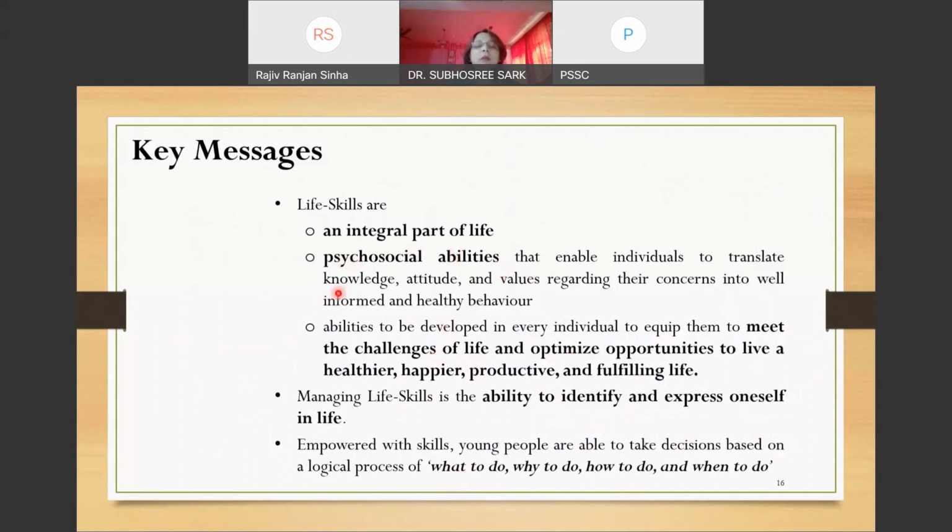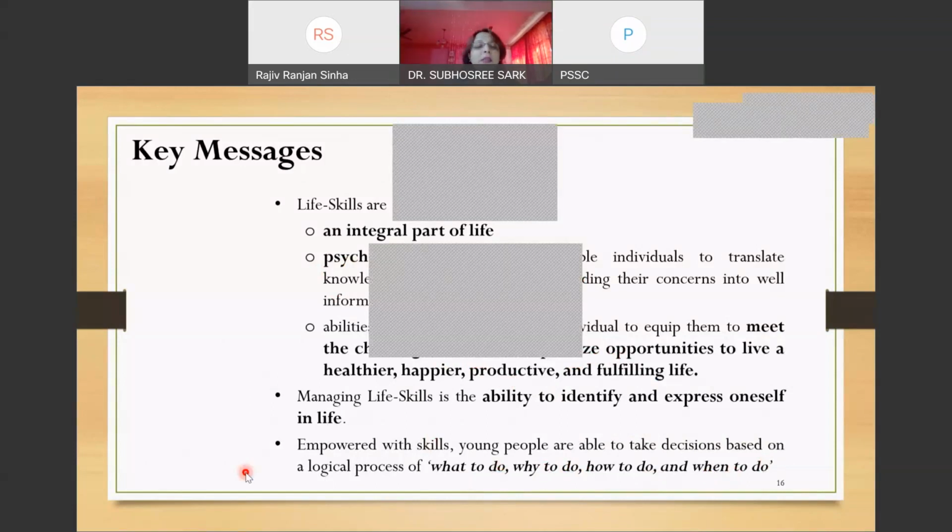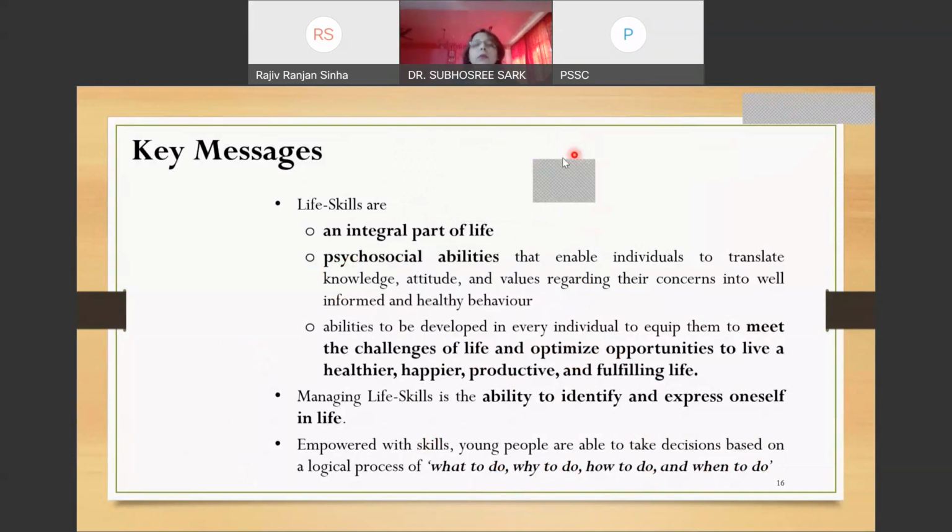They enable psychosocial abilities, and they help us to meet the challenges of life. Most importantly, what to do, why to do, how to do, and when to do. This is important. When to do is very, very important. He has to apply the correct life skill in the correct situation.